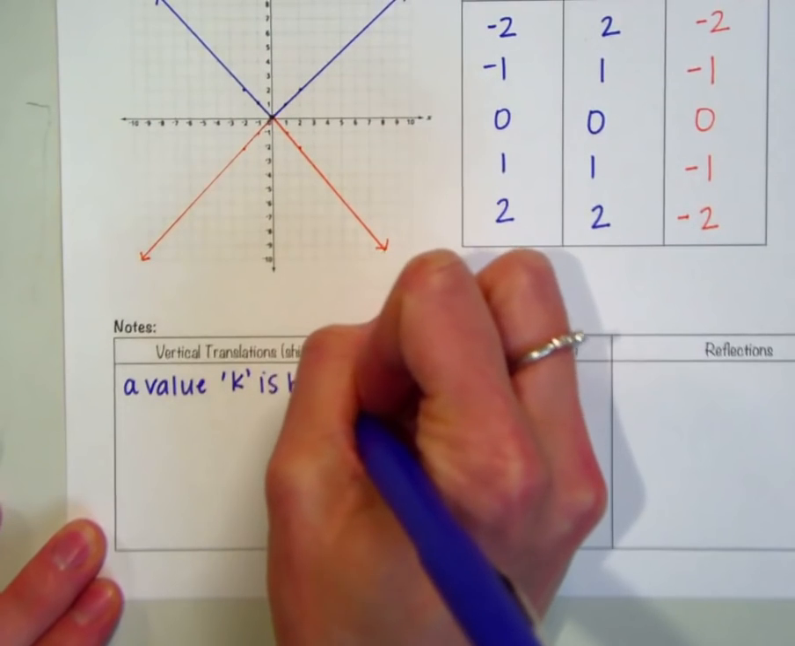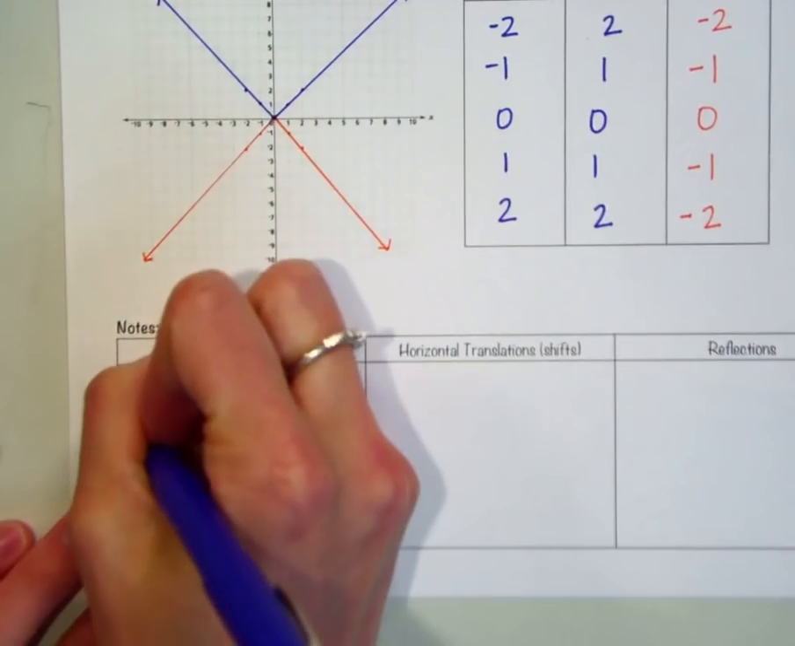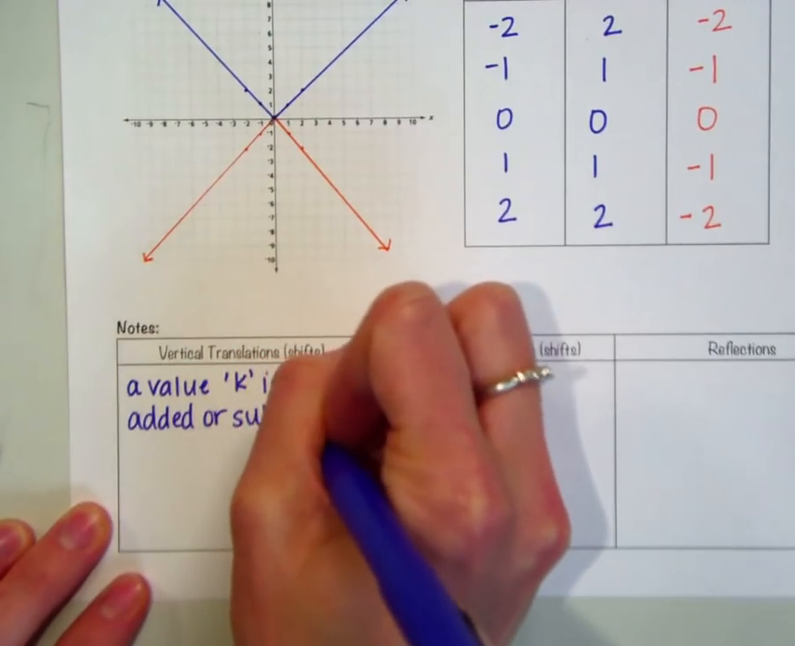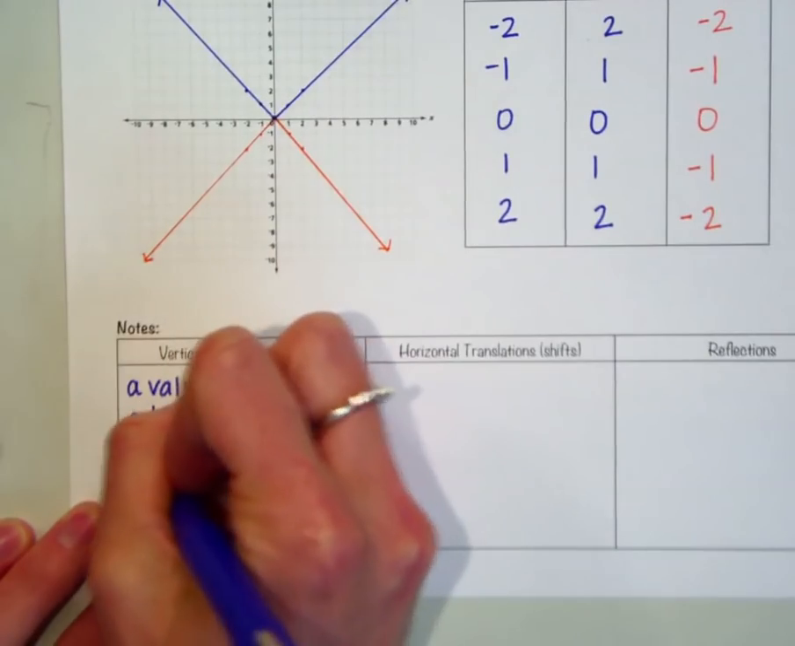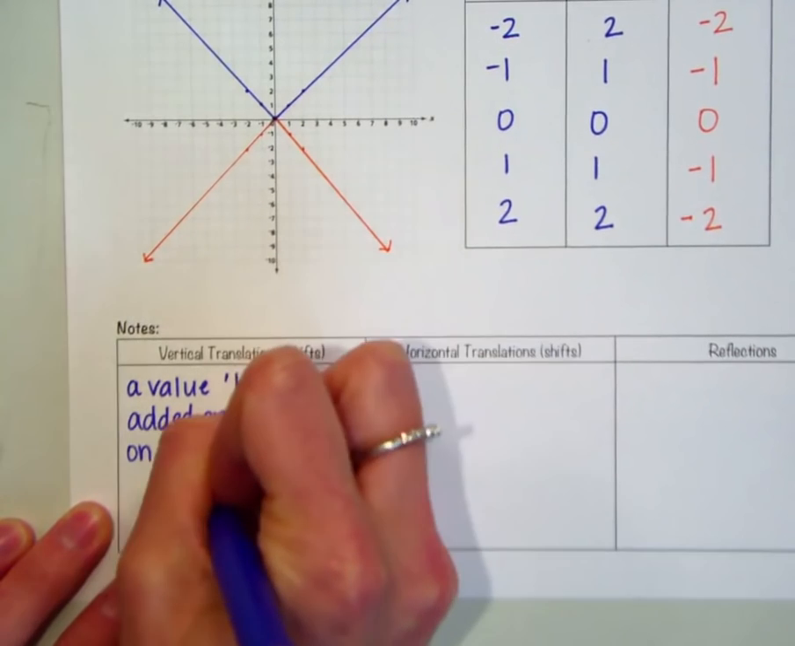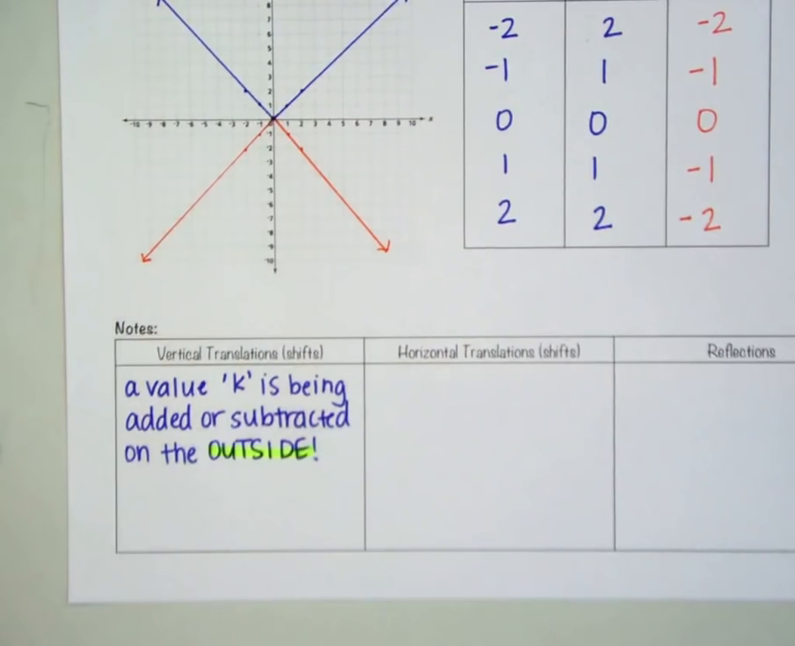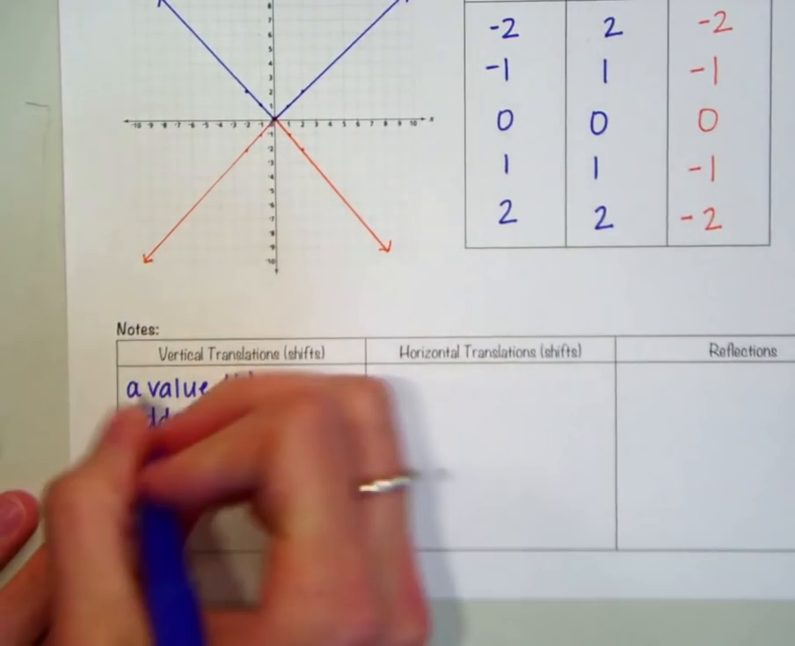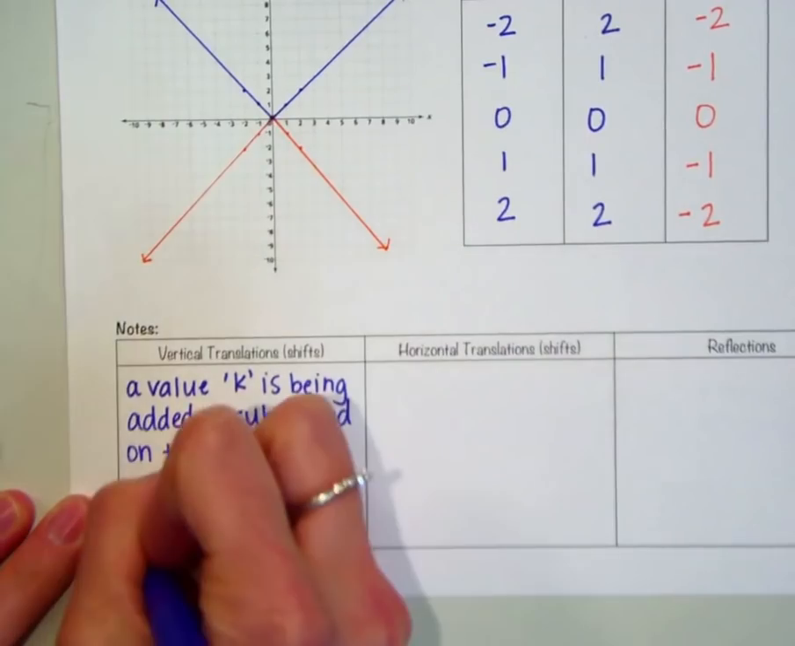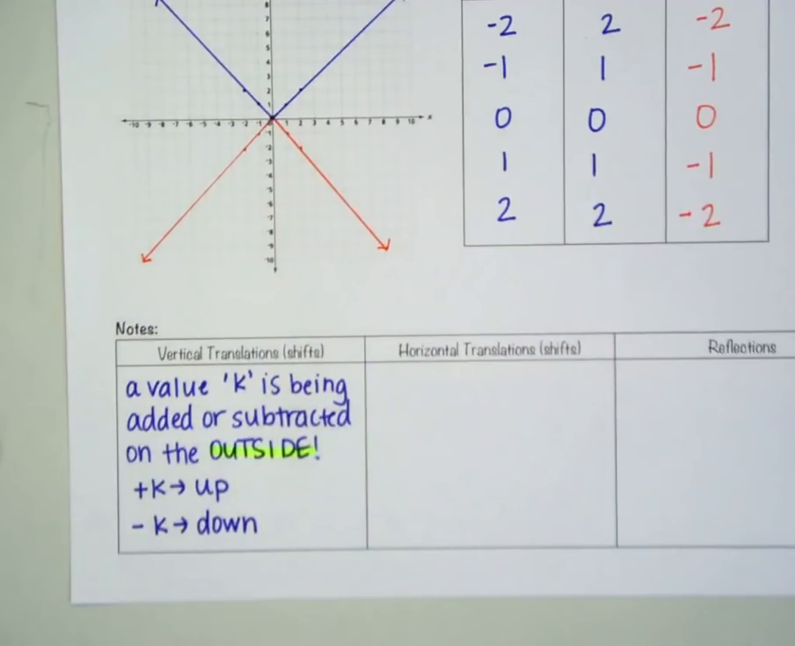is being added or subtracted on the outside of your function. And we saw that if K was positive, we were shifting up. And if K was negative, we were going down.